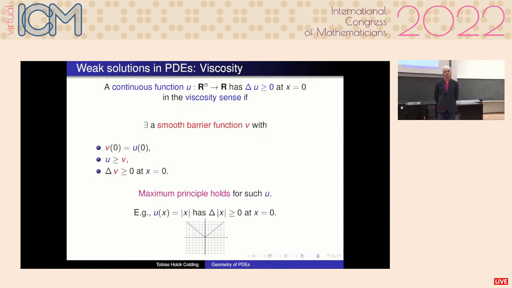And if you want to say that it is subharmonic at a point, let's say that that point is x equal to zero, then you want the barrier function to lie below the given function, and you want it to touch it, so it has the same value at zero as the given function u. And then the barrier function that is smooth should be subharmonic. So if that's the case, then you say that the original continuous function u is subharmonic at zero. And if it's subharmonic everywhere, then actually the maximum principle holds for the original function u. So this is the guiding principle: you want the maximum principle to hold for functions that are just continuous. Okay. So this is the viscosity sense of being a solution. The example here is the viscosity sense of being a subsolution, but you can imagine that it is a viscosity solution, both a super and subsolution. Okay.